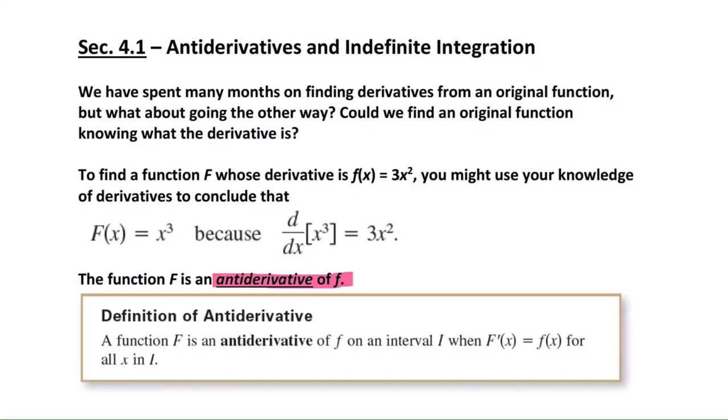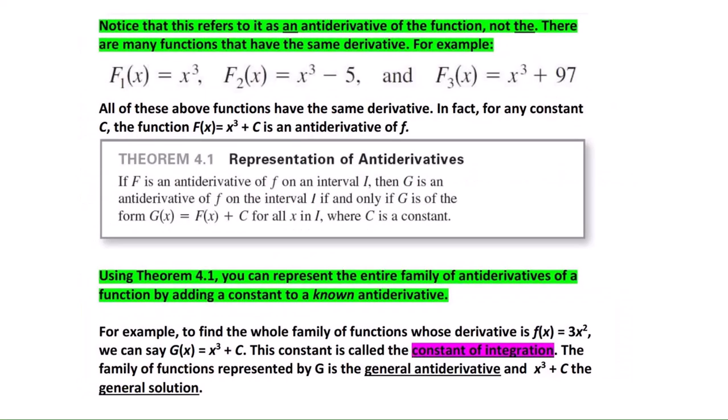And you might notice the definition of an antiderivative. It says a function F is an antiderivative of f, not the. Why is that? The reason is because we could have all sorts of functions that have 3x squared as their derivative. Here's 3 of them right here. If you think about it, what's the difference? Well, the first one has no constant added to it, or a constant of 0, if you will. The second one has a constant of -5, and the third one has a constant of 97.